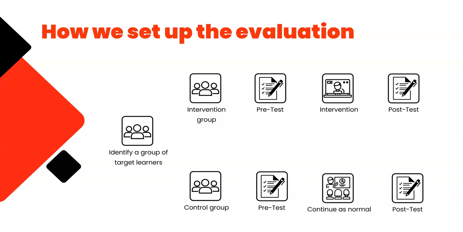And then both groups will complete the post-assessment spelling test. We will then input the data into the platform to generate an impact report. And if this is successful, you can then open this up to the control group. So let's look at this from a step-by-step planning approach.